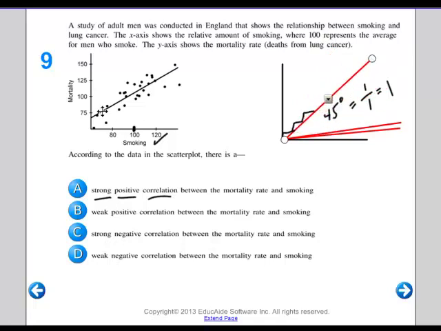So we can see right here that we have a positive correlation. So I know that this negative correlation right here is wrong. I know that this negative correlation here is wrong. So I have two of them. I have a strong positive correlation or a weak positive correlation.